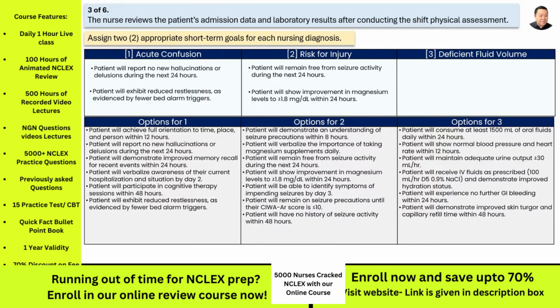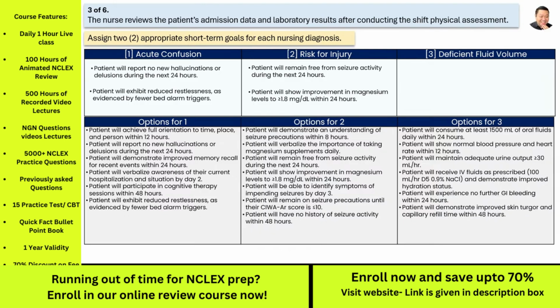Now, we also have patient will be able to identify symptoms of impending seizures by day 3. This is a goal that is not realistic. It's not feasible for a patient with an acute withdrawal because they are unlikely to be in that mental state that could allow them to recognize or identify those seizure symptoms. And preventing the seizures and stabilizing their neurological status takes precedence over patient education at this time.